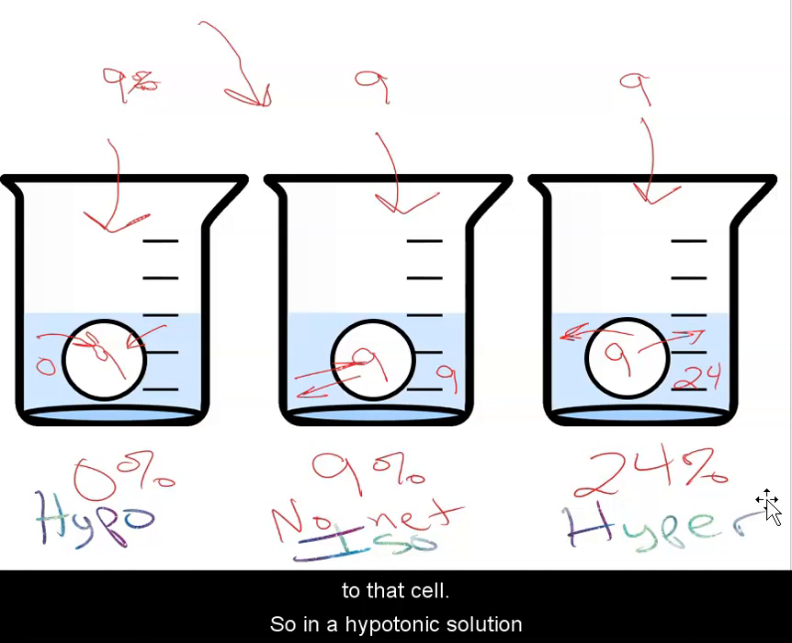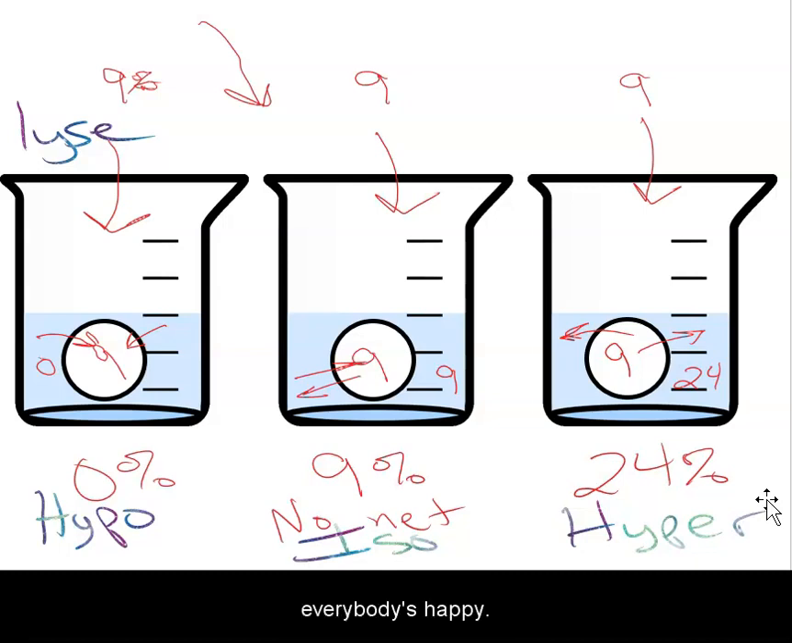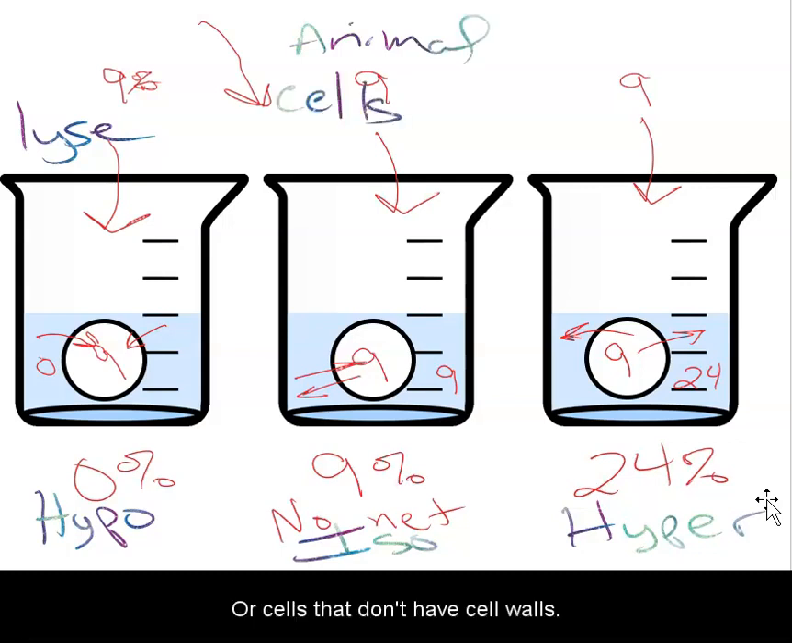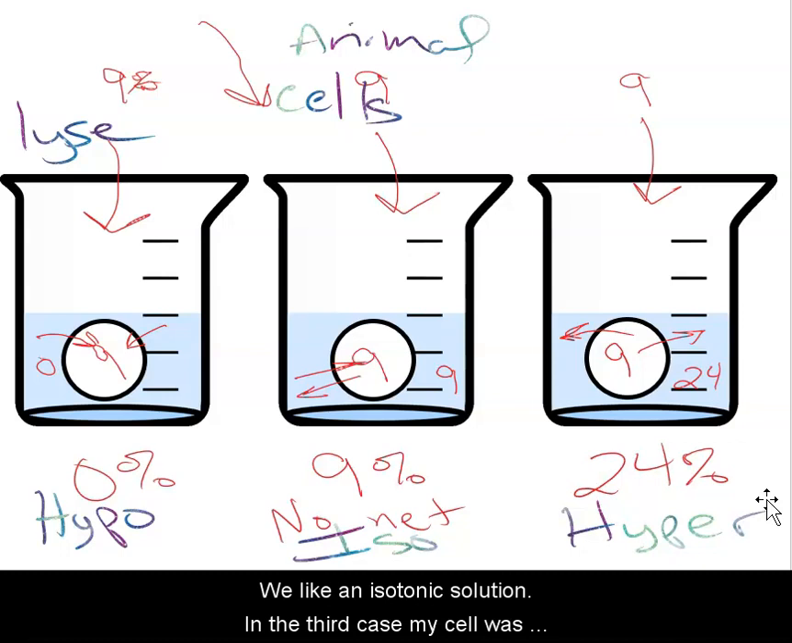So in a hypotonic solution, water will move into the cell and the cell will expand, or it could lyse or burst. In the second case, in an isotonic solution, everybody's happy. So this is what animal cells like, or cells that don't have cell walls. We like an isotonic solution.